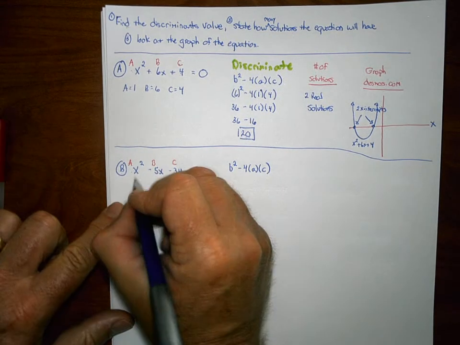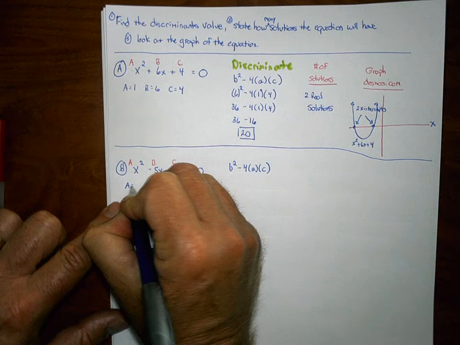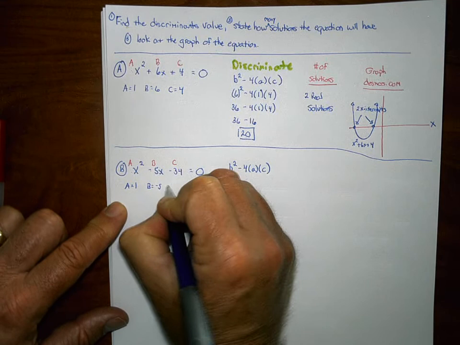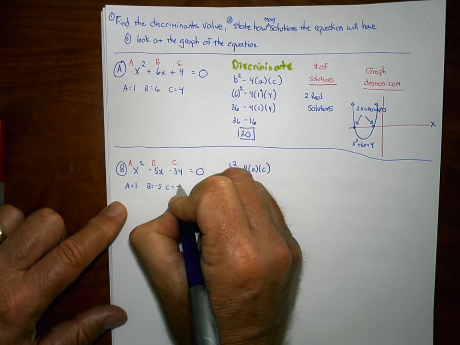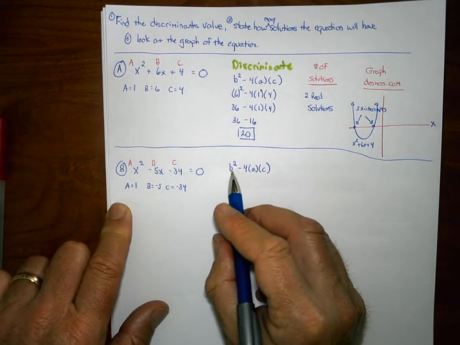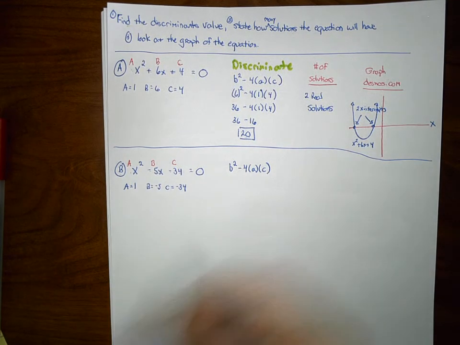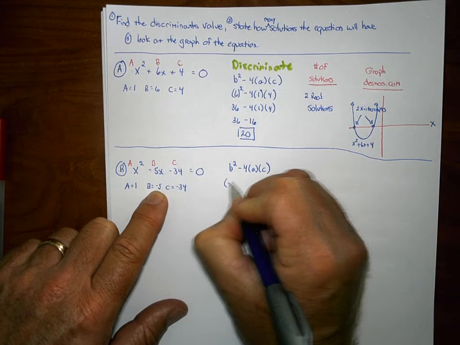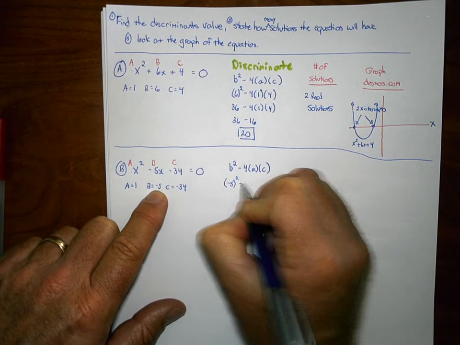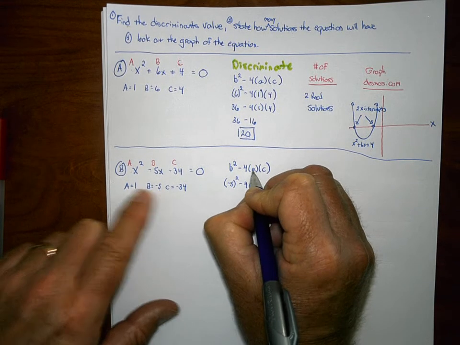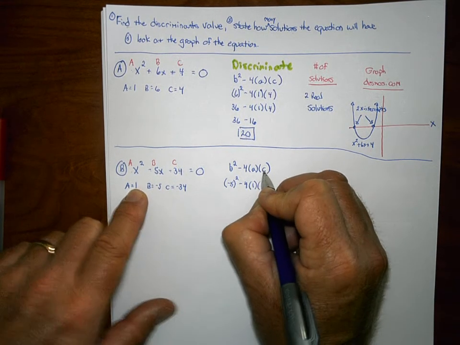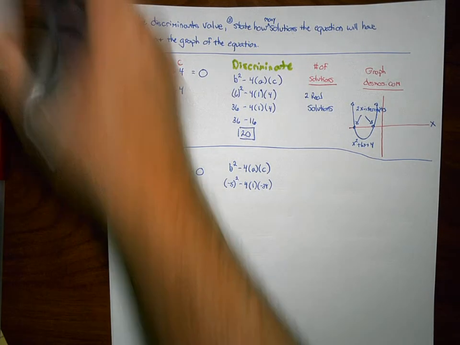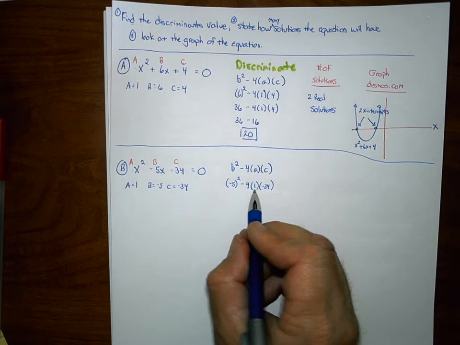So in this particular equation, a is equal to 1, b is equal to negative 5, and c is equal to negative 34. So to find the value of the discriminant, we're going to substitute in these values. In the place of b, substitute a negative 5, so we get negative 5 squared minus 4 times a, we substitute 1, times c, we substitute negative 34, and then we evaluate this expression following the order of operations.